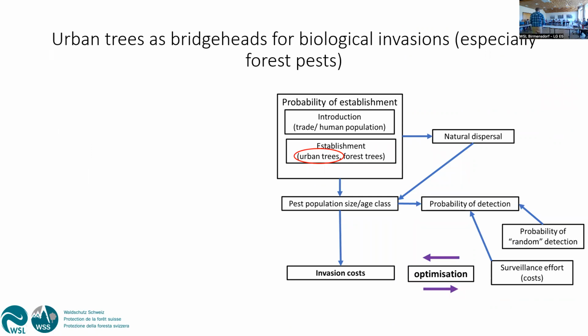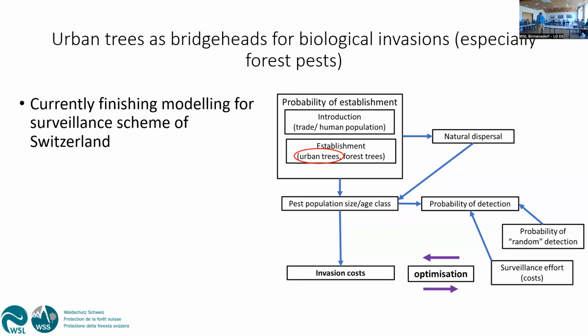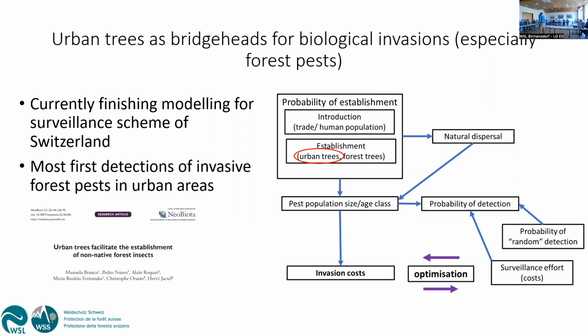Now, as I said, I wasn't originally focusing on urban trees here. I am actually just finishing off a project where I use bioeconomic models to optimize the surveillance scheme for priority quarantine pests in Switzerland. It's a mouthful. And we have this big model, and urban trees are just a small part of it, but a very important one. Because most first detections of invasive forest pests are actually in urban areas.